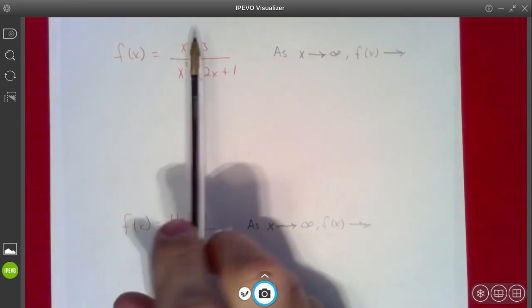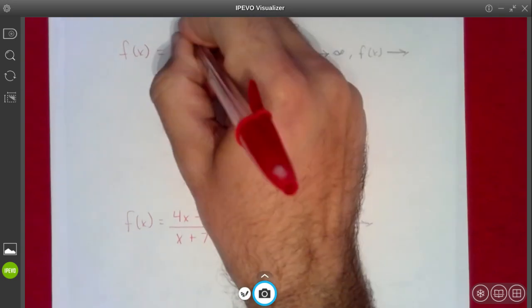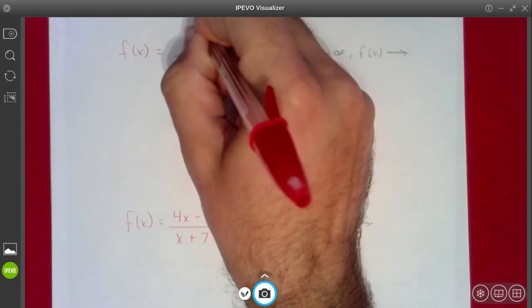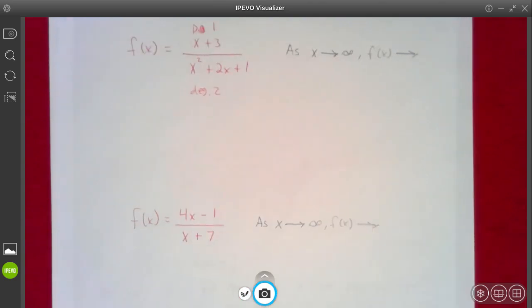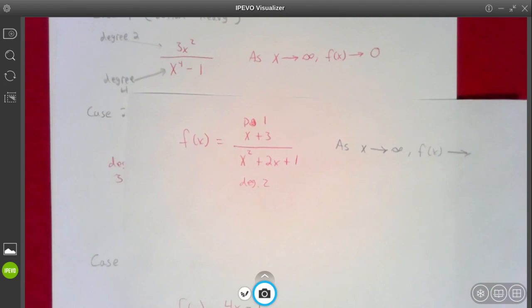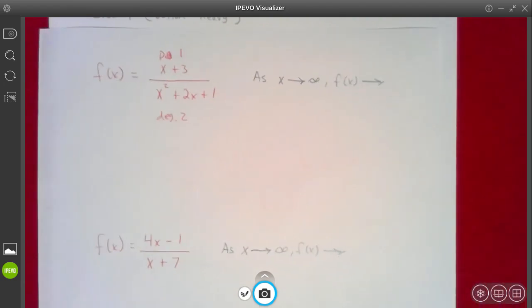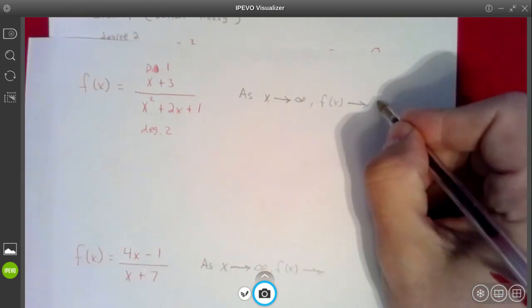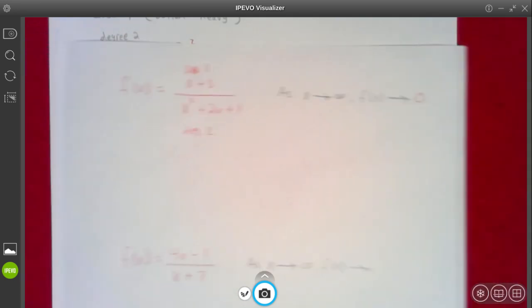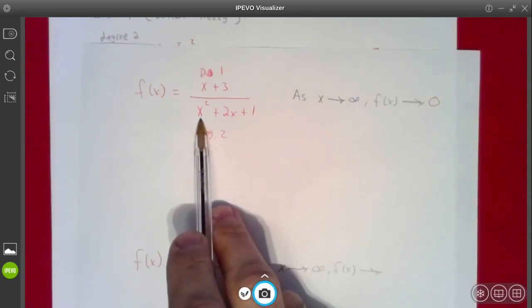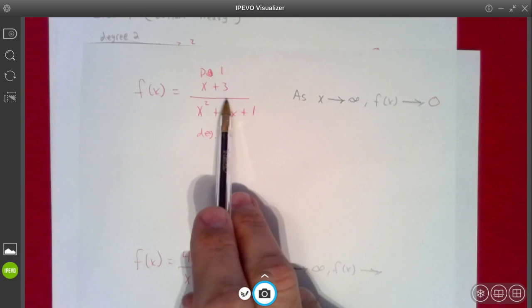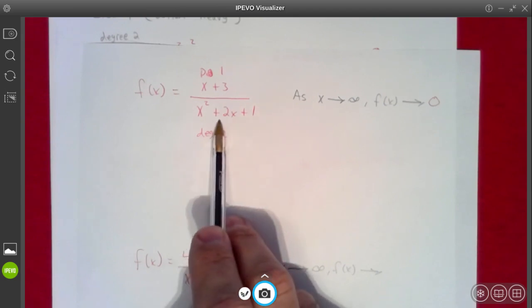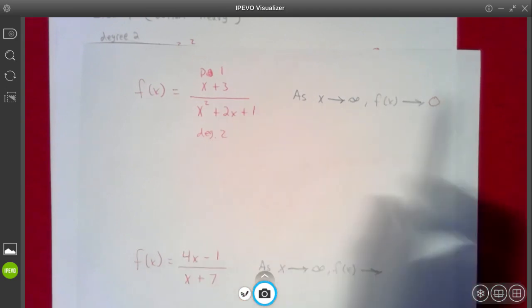Notice here the degree of the top. The top is a degree 1, and the bottom is a degree 2, which is going to make it bottom heavy. All right, and whenever they're bottom heavy, it always comes out to the same answer. All right. As x gets really large, the bottom is going to outrun the top part. And so what you have is a small divided by a big number. And that always kind of tends towards 0.